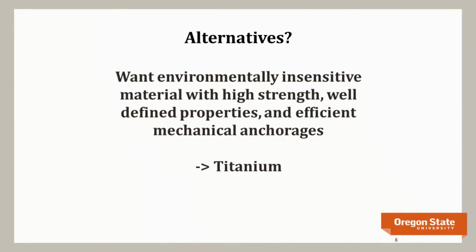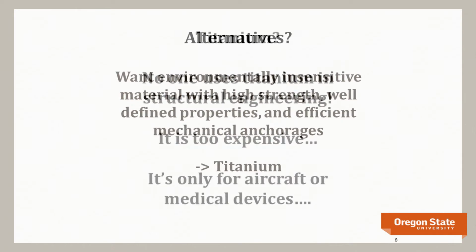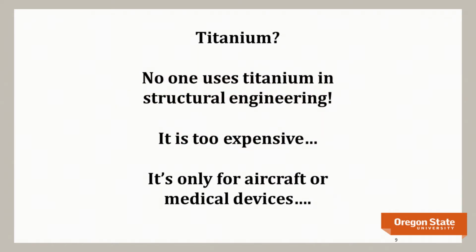All right, so with that background, what's the alternative, right? What's out there? What we were looking for is a material that's environmentally insensitive. It has high strength, but well-defined material properties, and it includes an efficient mechanical anchorage. And that's what leads us to titanium. Titanium, right? What in the world? No one uses titanium in structural engineering, right?